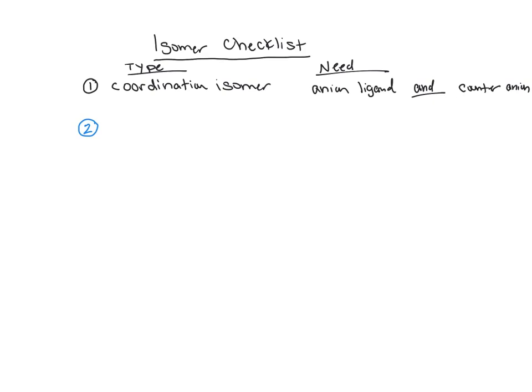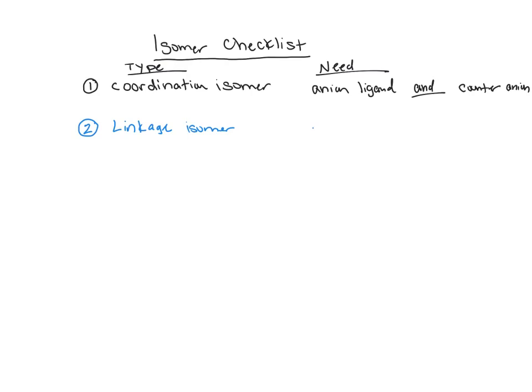The second type of isomer that we have is a linkage isomer. And remember, a linkage isomer means you have at least one ligand that has two different donor atoms. And we only have a few of those ligands. So you'll look at your ligand list from our study guide, and you'll know that you have a ligand that can act as a linkage isomer if you're given two different names for that ligand.